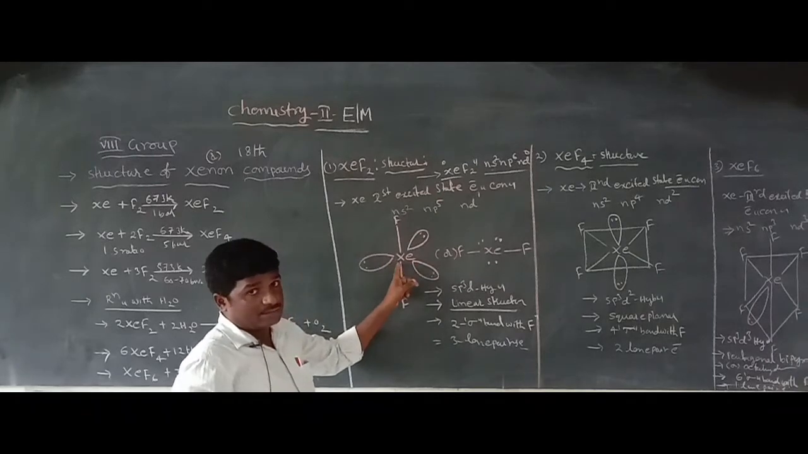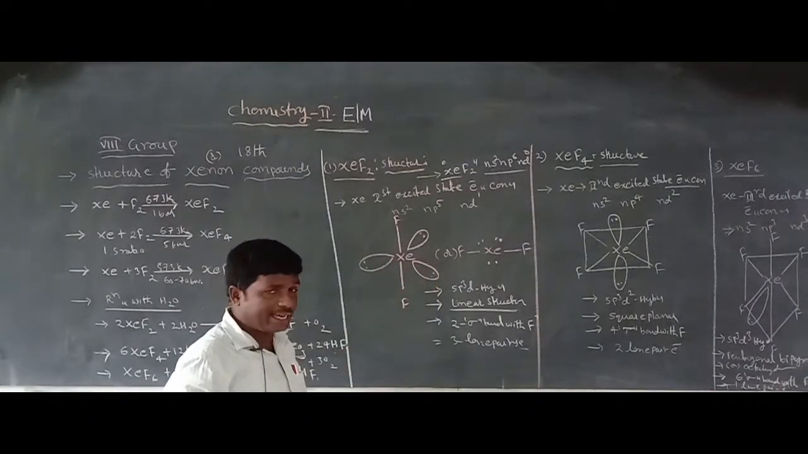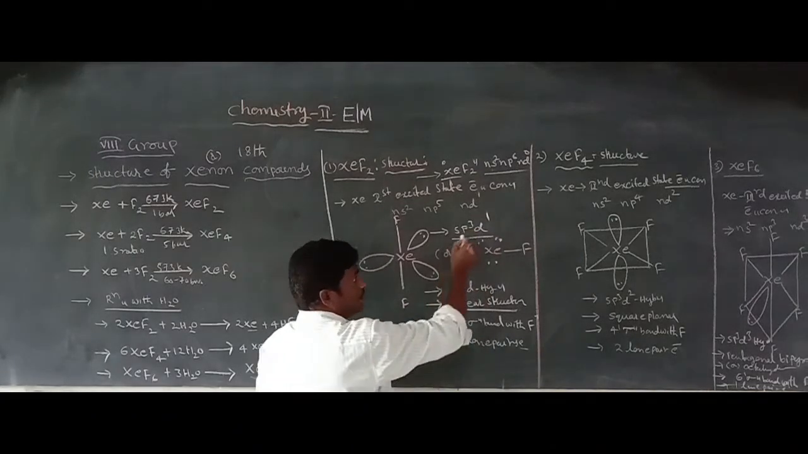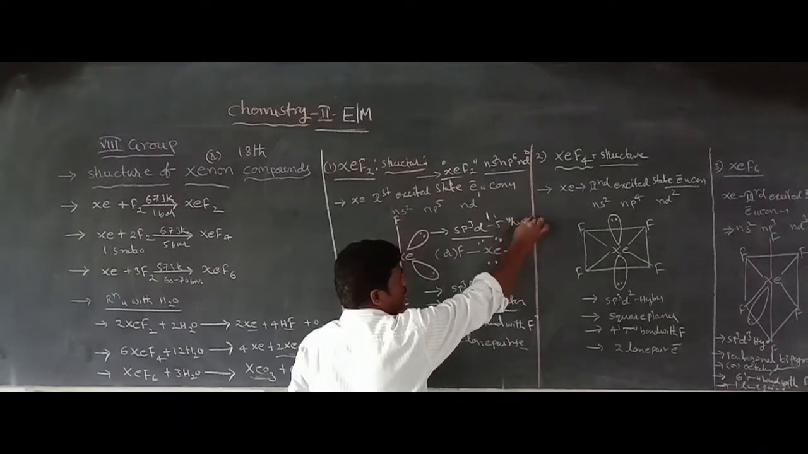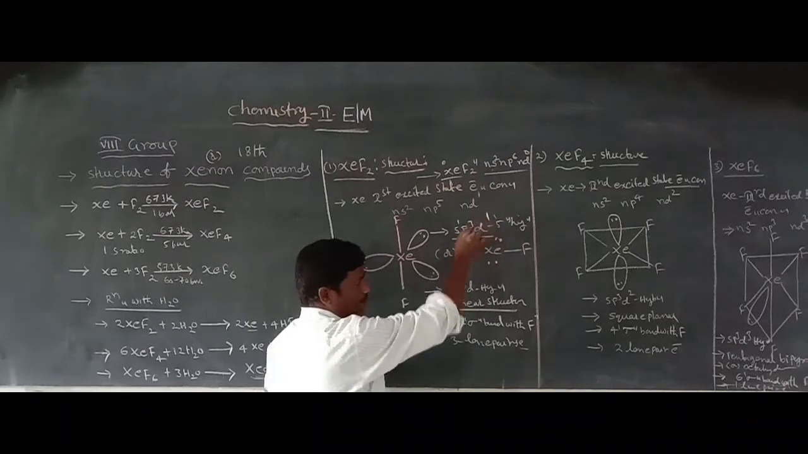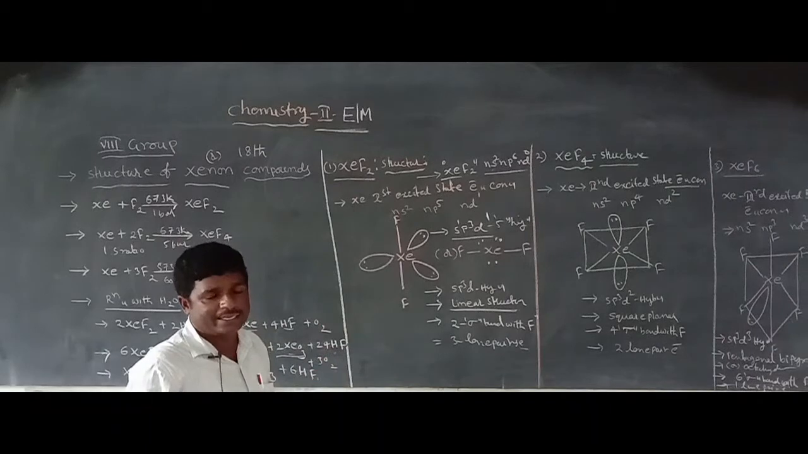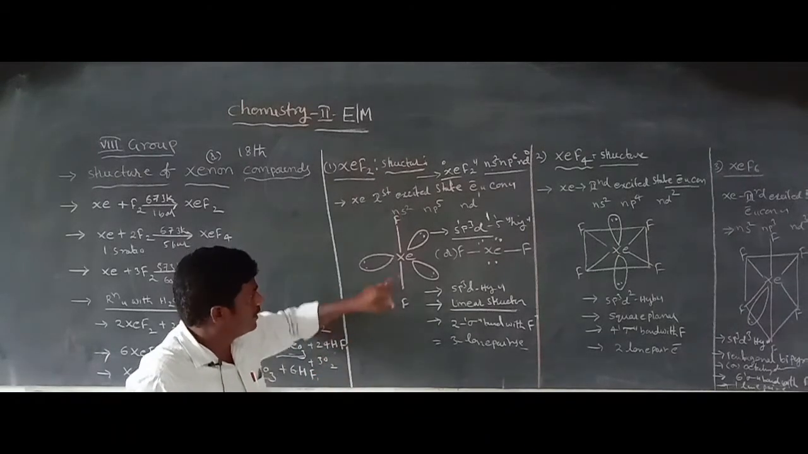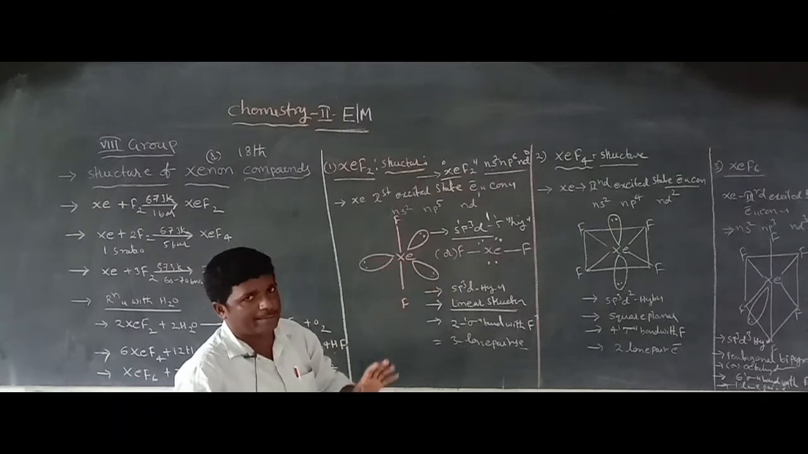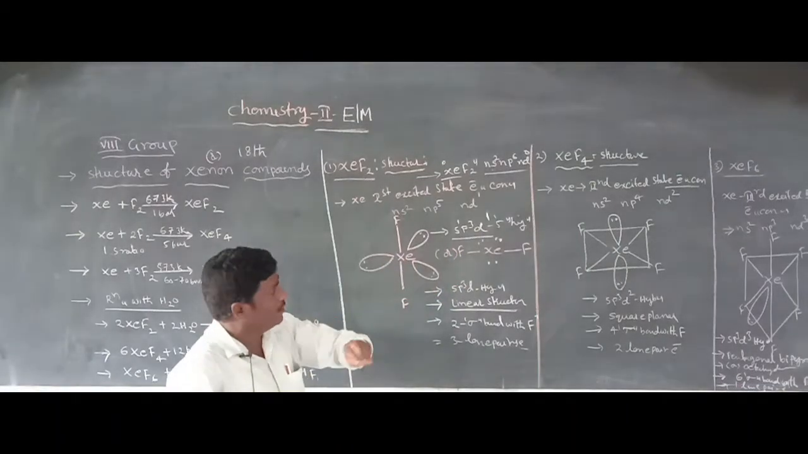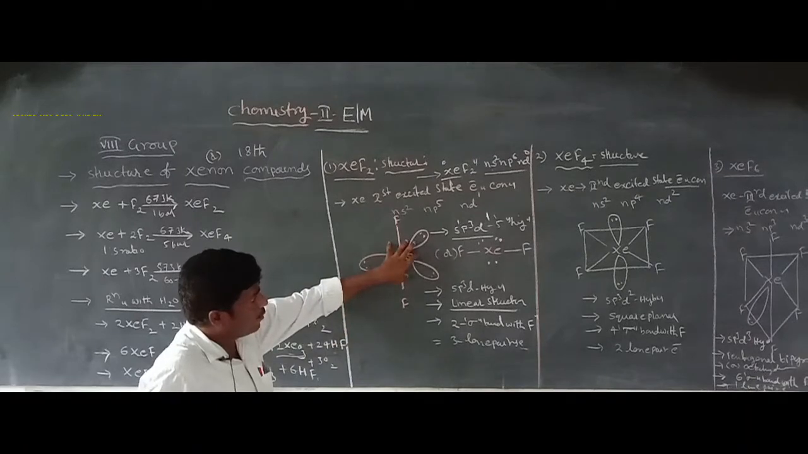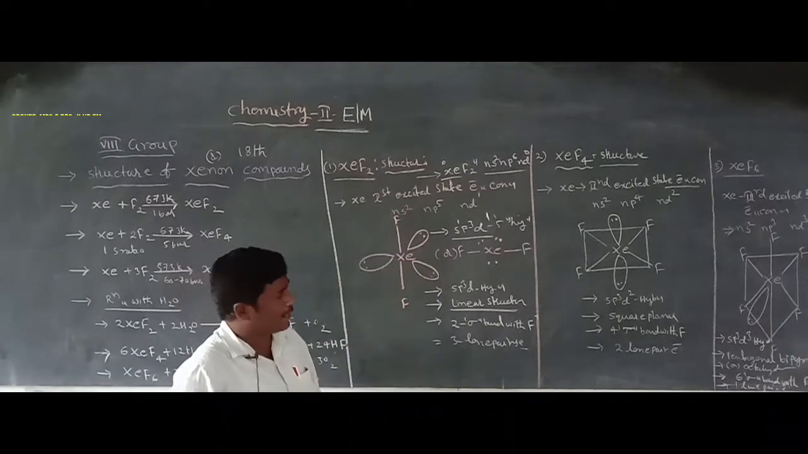The xenon central metal atom undergoes sp3d hybridization to form 5 sp3d hybrid orbitals: 1 s orbital, 3 p orbitals, and 1 d orbital, 1 plus 3 plus 1 is 5. In the 5 sp3d hybrid orbitals, 2 are bond pairs with the fluorine atoms and 3 are lone pairs.